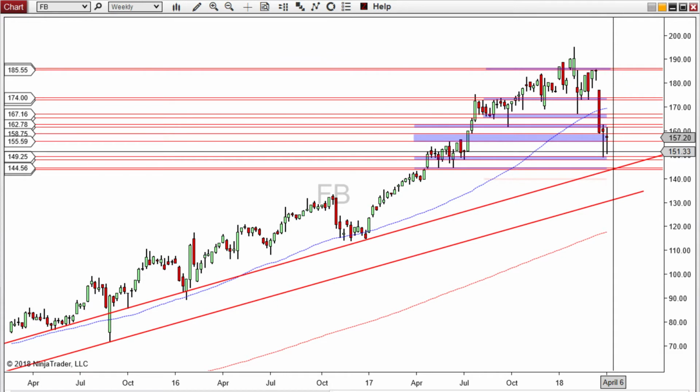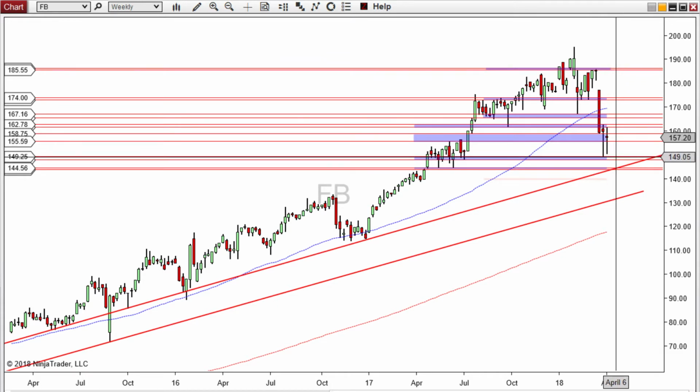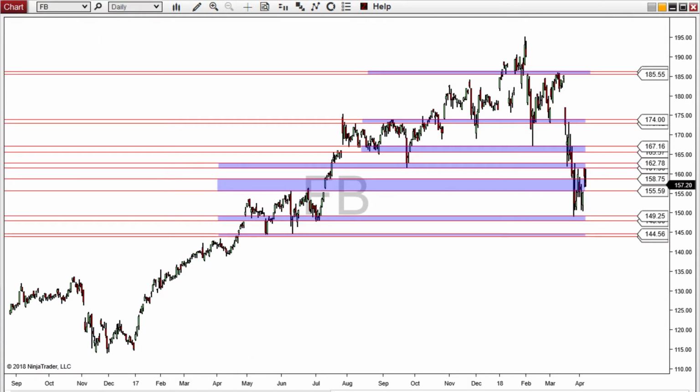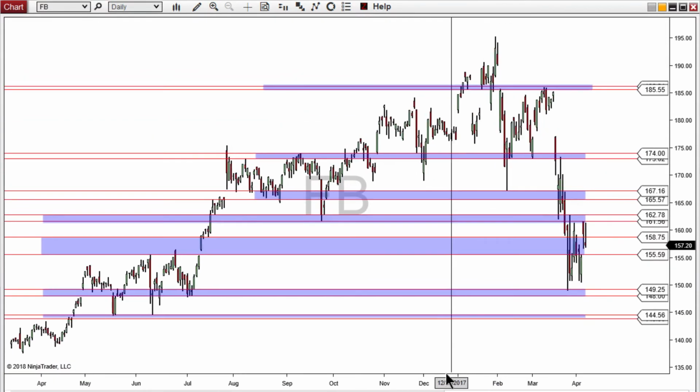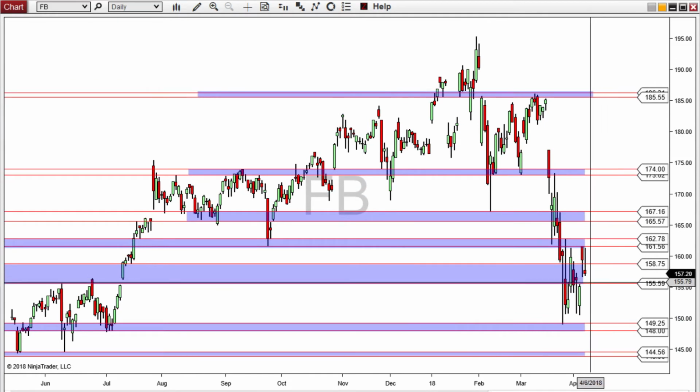I'm basically looking for this thing to probably break this 149.25 and come down to test this 144 area. So if we take a look at the daily, essentially that's basically what I'm looking at.